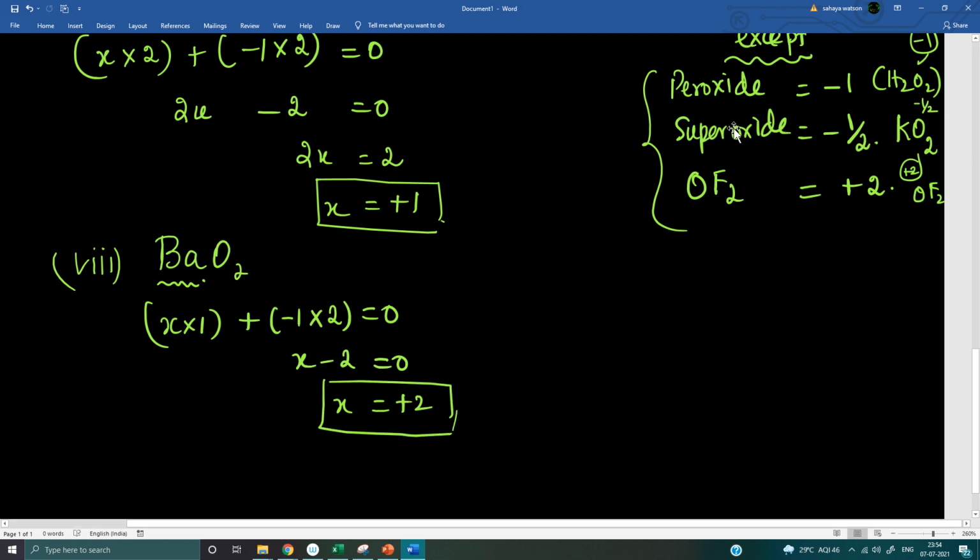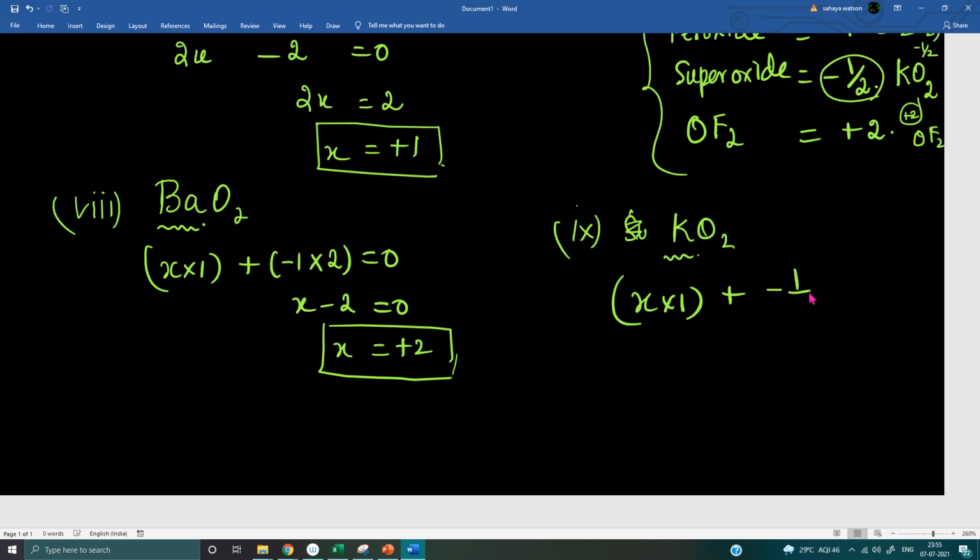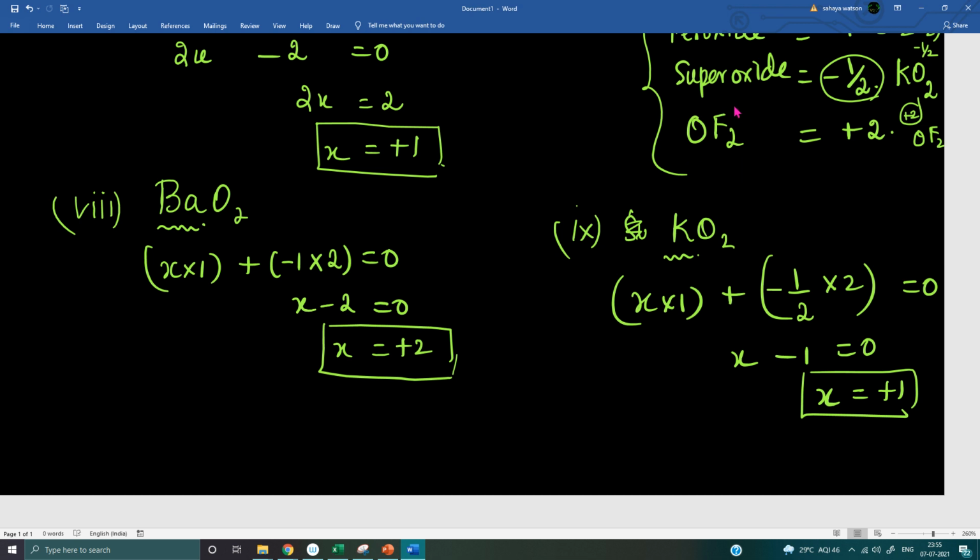Next I am going to the next option, that is superoxides. So here the example is KO2. Let me find out the oxidation number for potassium. So X into 1 plus, for superoxide the oxidation number is minus half. So minus half into 2 equals 0. So X minus 1 equals 0. X equals plus 1.